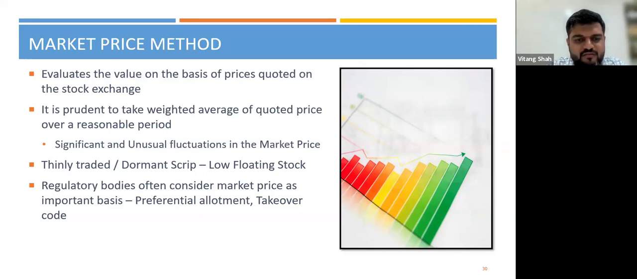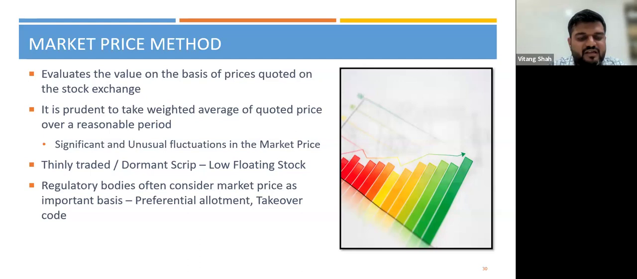So since not even 10% of the share capital gets traded during an entire year, the price at which the transactions are carried out on stock exchanges may not necessarily be that relevant. And that's where you can tend to ignore or give lower weightages to the prices under the market approach.